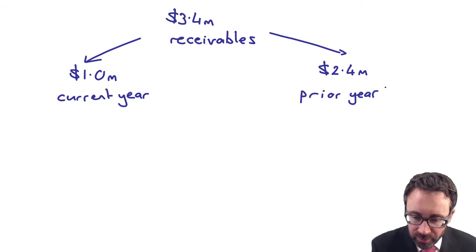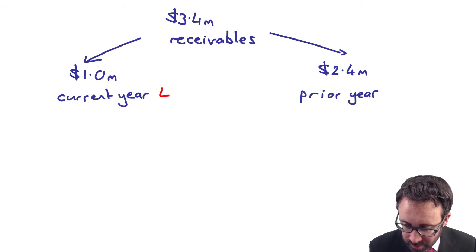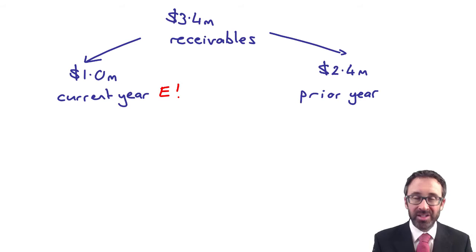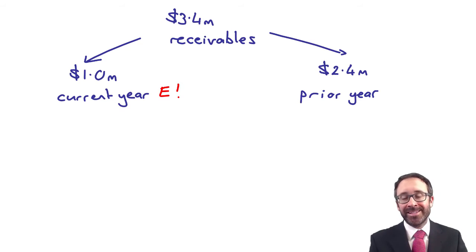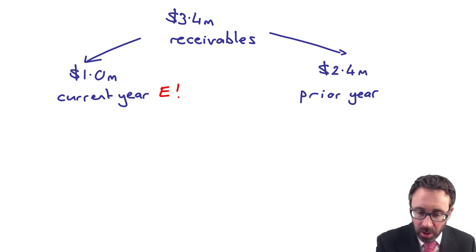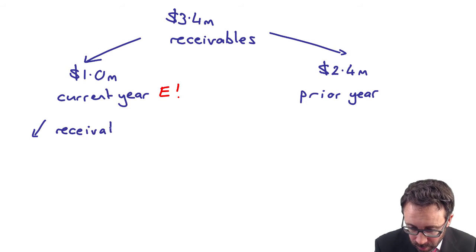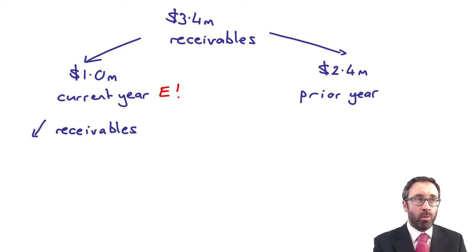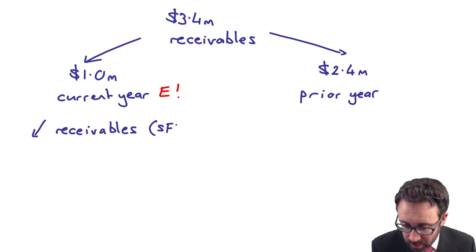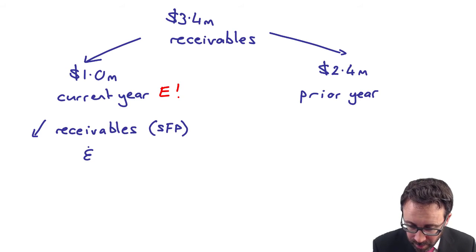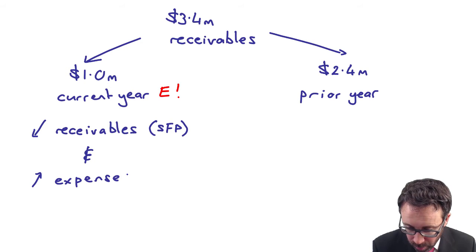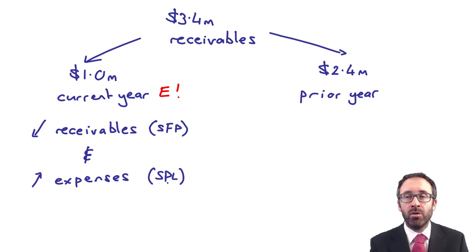Okay. So if you're doing an exam question, get the current year right first. Yes, I know the question is testing you on IAS 8 and prior period errors, but here you've just got a write-off of a trade receivable. So within the current year, all you're going to do is reduce the receivables by the 1 million. That's on the SFP. And you're also going to increase the expenses through the statement of profit or loss.